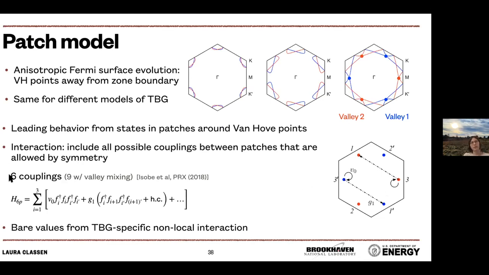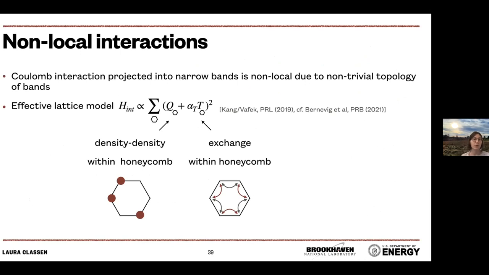And this time we'll get the bare values for these couplings from a specific interaction for twisted bilayer graphene. Because it's been shown if you project the Coulomb interaction into these narrow bands that the resulting lattice model will have a special non-local form due to the non-trivial topology of the TBG bands. Because this prevents a local implementation of all your symmetries and leads to a non-trivial overlap of the wave functions.